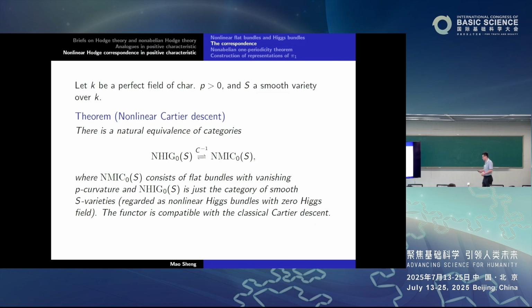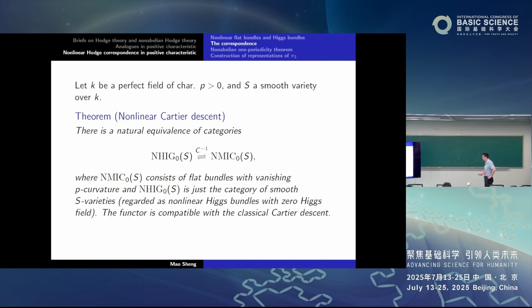So this is kind of symmetrical for me. In characteristic zero, if you have a smooth morphism, you basically can do nothing about it. But now in characteristic p, you can map this to another object, which is a different smooth morphism together with some additional data. So this is the content of this nonlinear Cartier descent.